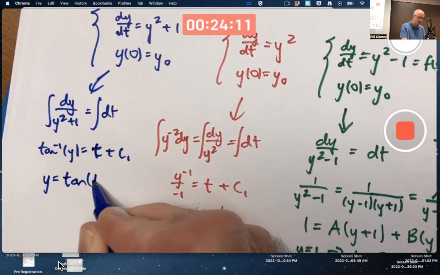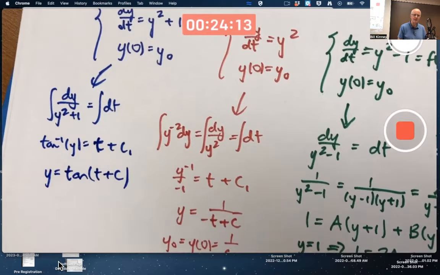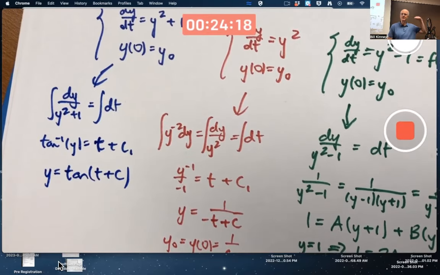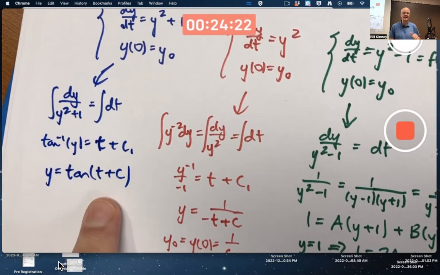And maybe I should just call it c instead of c1 because there's not much you can do with that. I mean, yes, tangent of a sum does equal, there's some identity that says it's equal to something, but I think it's going to be more complicated. I think it's better to leave it like that.